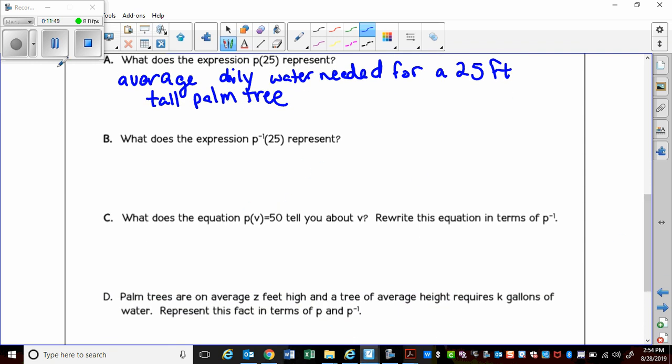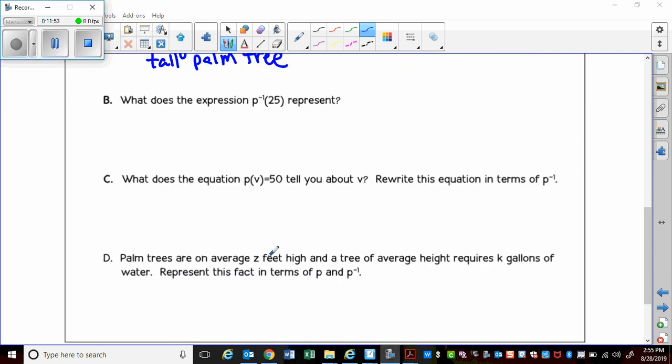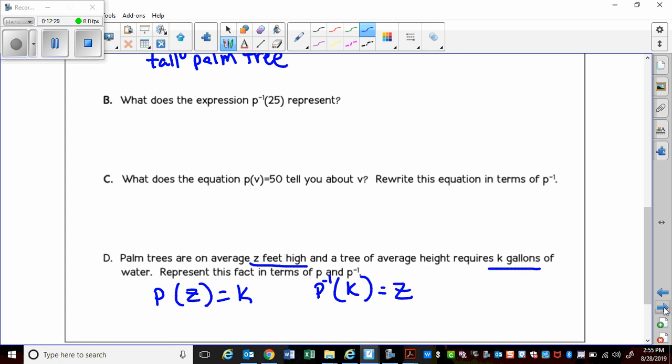Let's try this one. It says palm trees are on average Z feet high, and a tree of average height requires K gallons. Represent this fact in terms of P and the inverse. So my average feet is equal to, requires this many gallons. Or we can do the inverse. My average, given this many gallons, is equal to about this many feet. So that's kind of what it's saying.